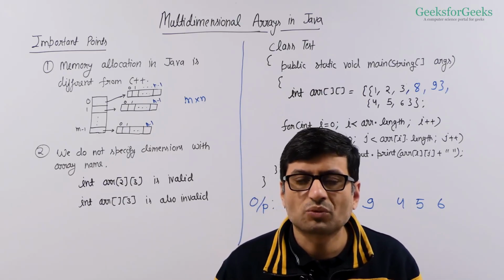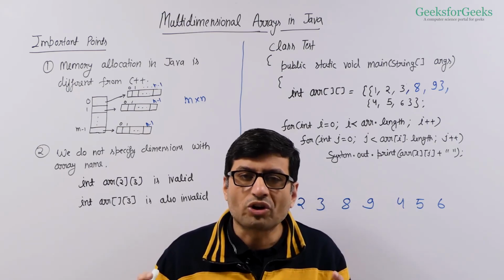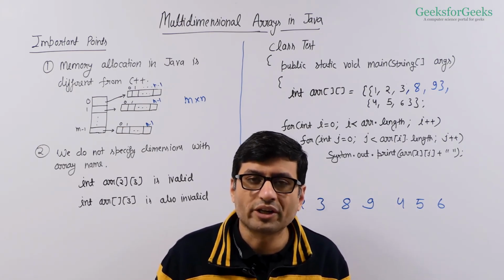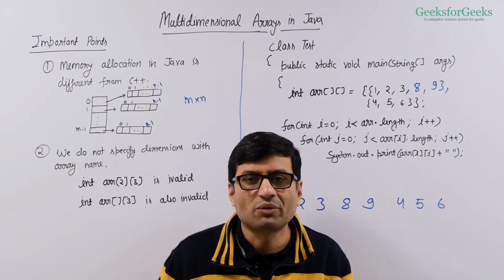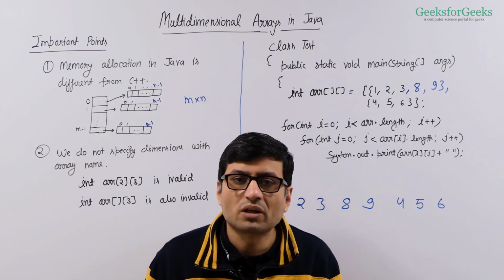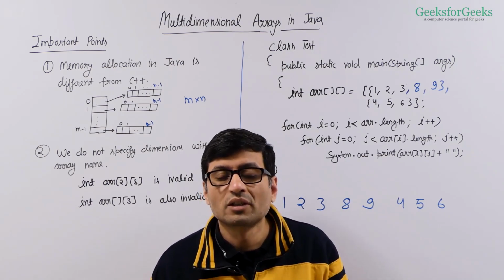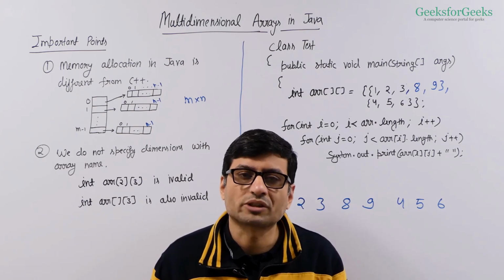In C++, when you create a 2D array of size m cross n, a contiguous block of m cross n memory is allocated and everything is stored at contiguous locations. But in Java, it's not like this. In Java, if you want m cross n elements to be stored at contiguous locations, you want to ensure this, then you will have to create a one-dimensional array of size m cross n.